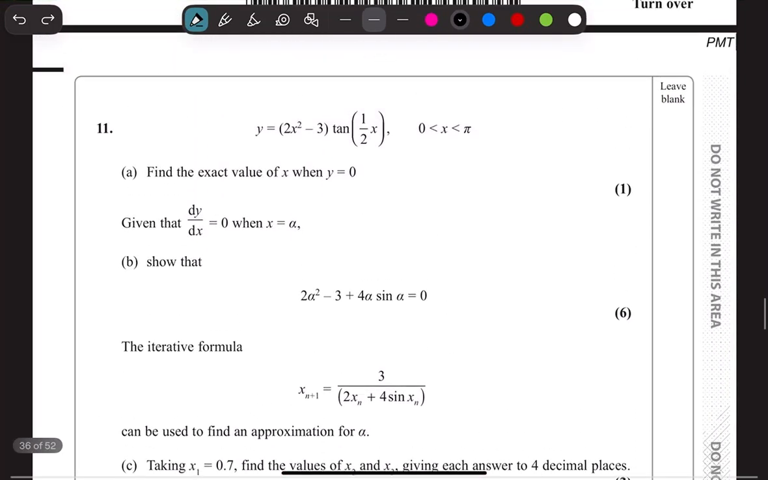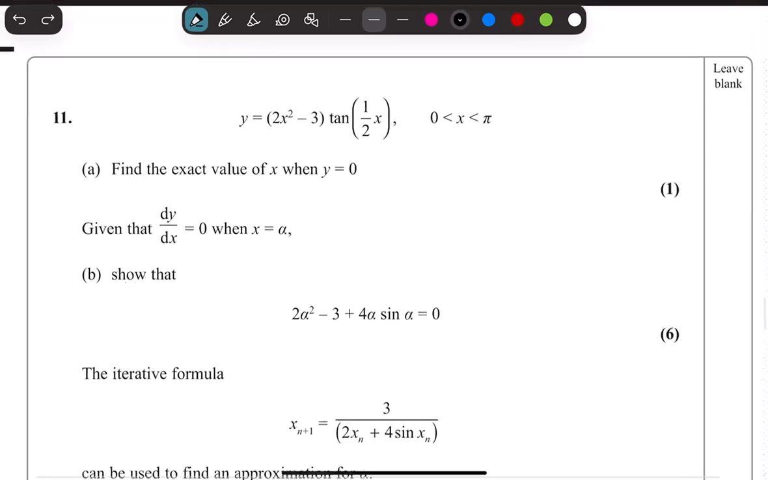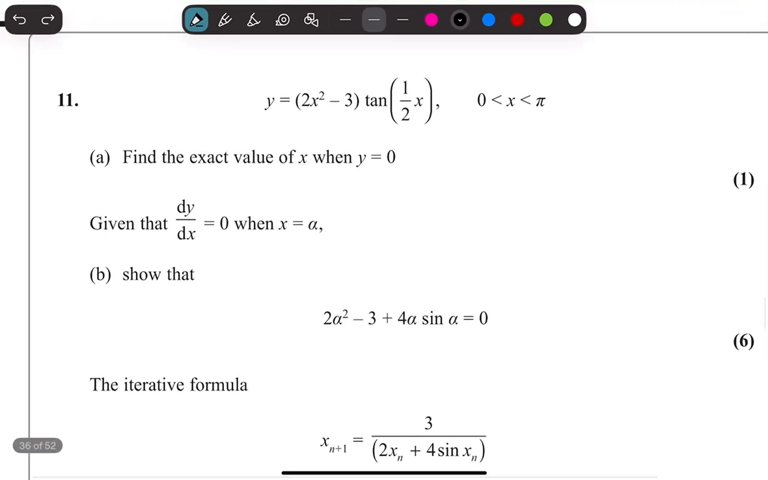Okay, so this part now is where it gets a bit tricky. It's saying that given that dy over dx is equal to 0 when x equals alpha, show that 2 alpha squared minus 3 plus 4 alpha sine alpha is equal to 0. So the first thing we need to do is obviously differentiate it.